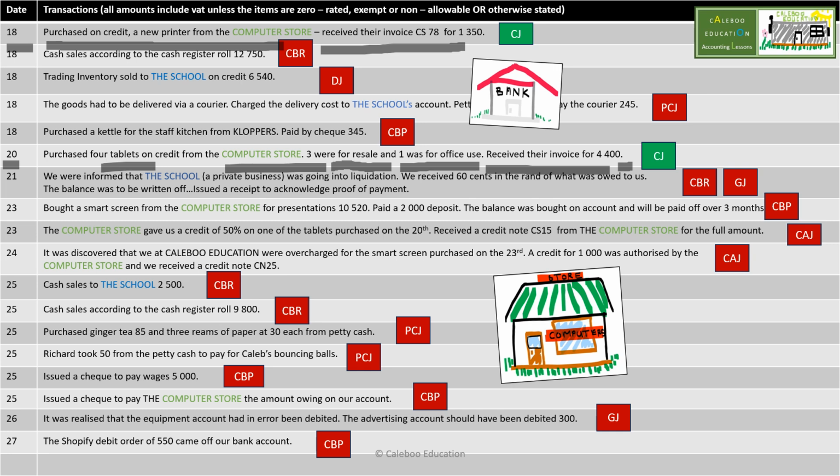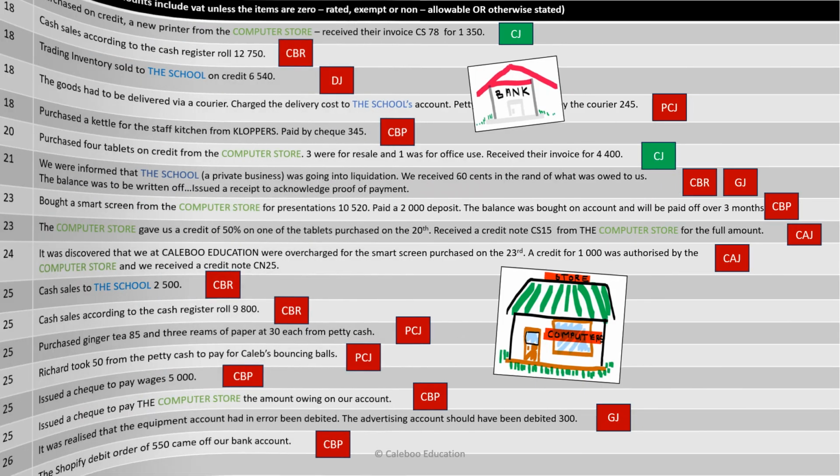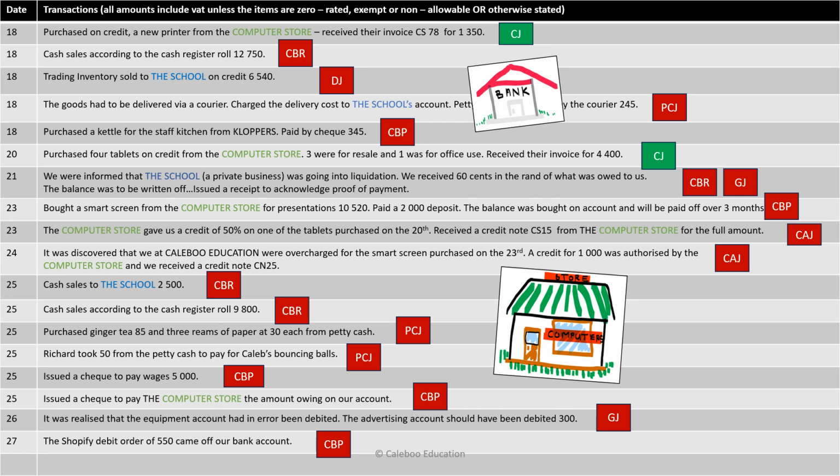I'll tell you now quickly. I'll give you a heads up. 1 was for office use, so that will be equipment, and 3 were for resale, and that will be stock. So we're going to have to see what was paid for stock, and the 1 tablet was equipment. So we've looked at the transaction on the 18th and the 20th, credit purchases from the computer store.